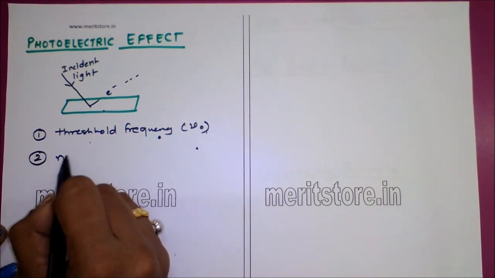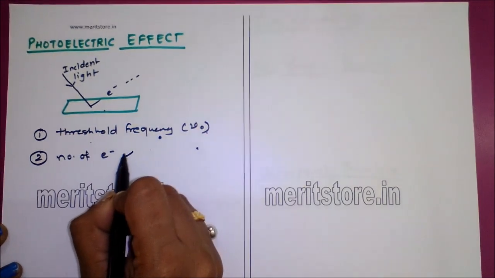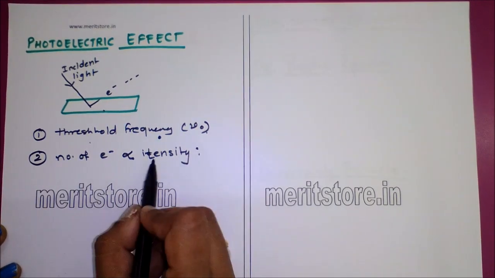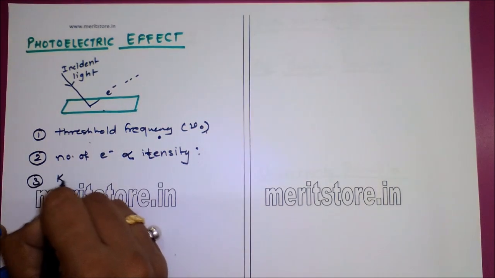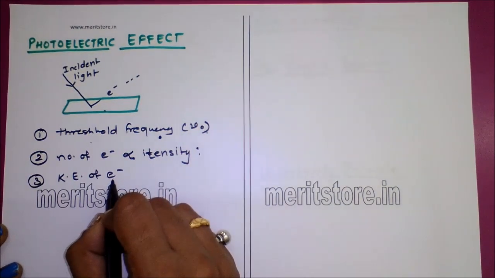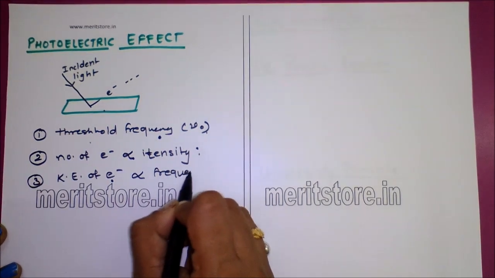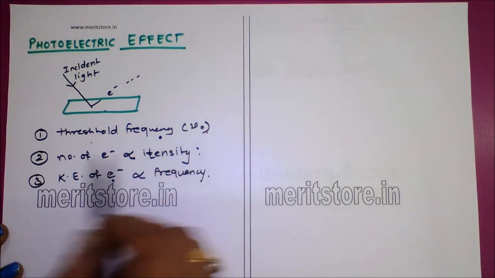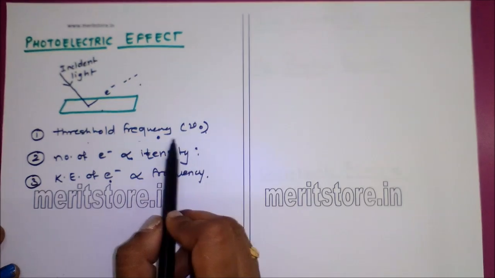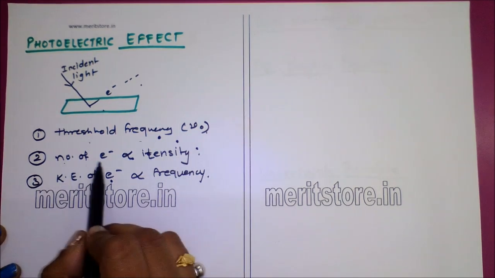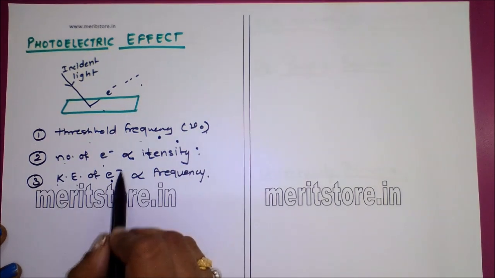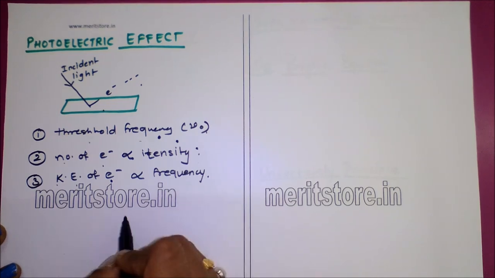Secondly, the number of electrons which are ejected is directly proportional to the intensity. How intense the light is will decide how many electrons will be ejected. Third point, some kinetic energy will be associated with the ejected electron, and this kinetic energy will also be dependent on the frequency and not the intensity. So in short, the photoelectric effect occurs only when the minimum threshold frequency is associated with the light. Number of electrons ejected will be dependent on the intensity of light, and kinetic energy of electron will be dependent on the frequency of the light.